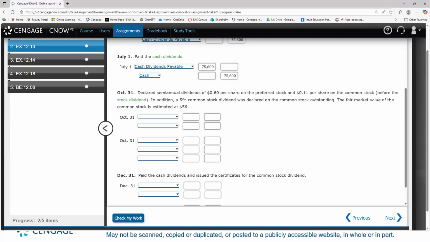So let's start and just figure out our cash dividend. If it's 60 cents per share on the preferred stock, that's the same. And then if it's 11 cents per share on the common stock, then our total dividend there would be 9,600 preferred stock plus 33,000 common stock, which is 42,600. So that's pretty doable. We'll debit cash dividends, we'll credit cash dividends payable, and we'll do the 42,600.